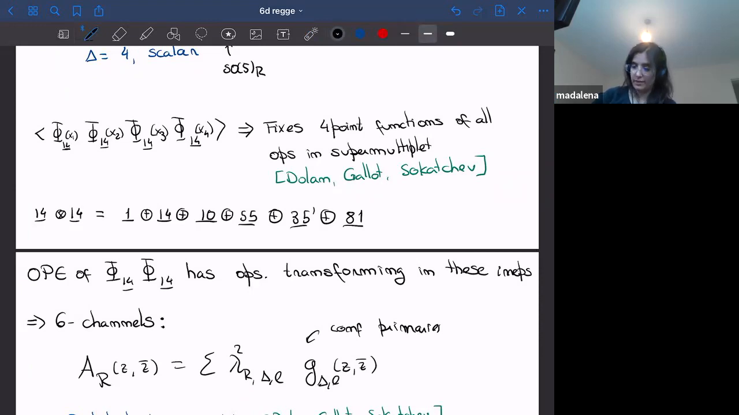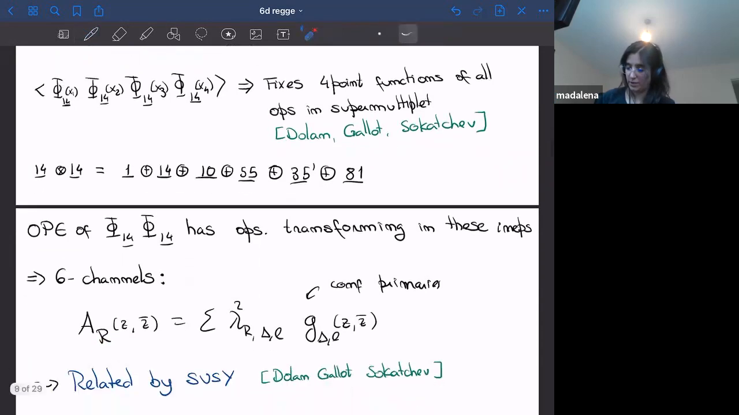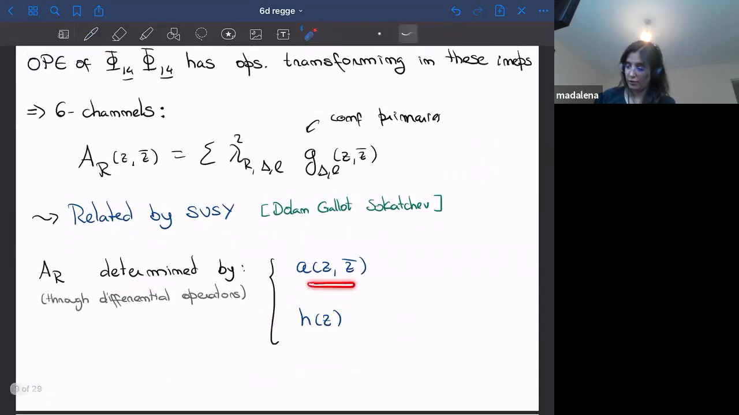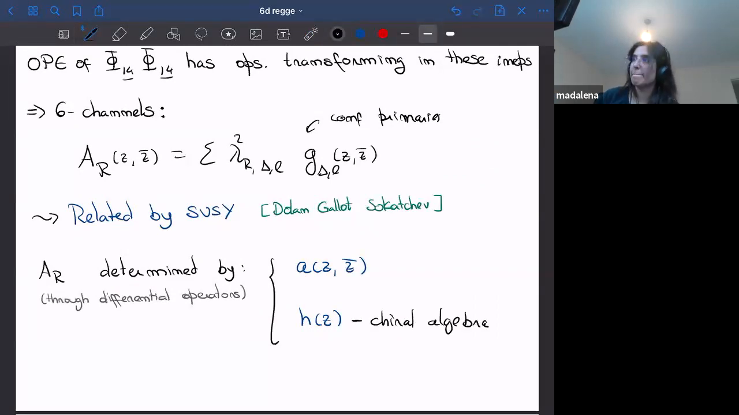And these six R-symmetry channels are not completely unrelated. They are related by supersymmetry. They are completely determined from two functions, one function of two variables and one function of one variable. This function of one variable is, unsurprisingly, the chiral algebra correlator. And this is a full function of two variables that contains all the unprotected stuff inside.